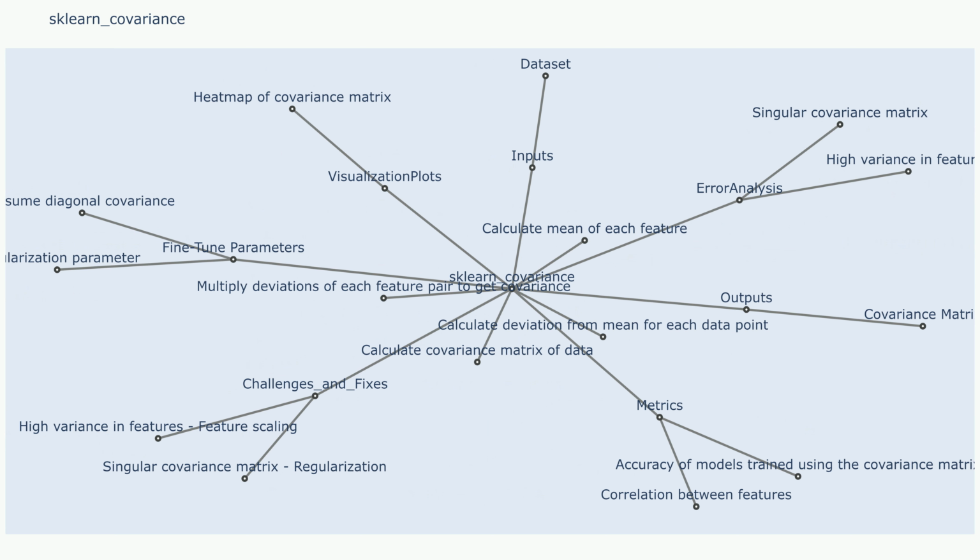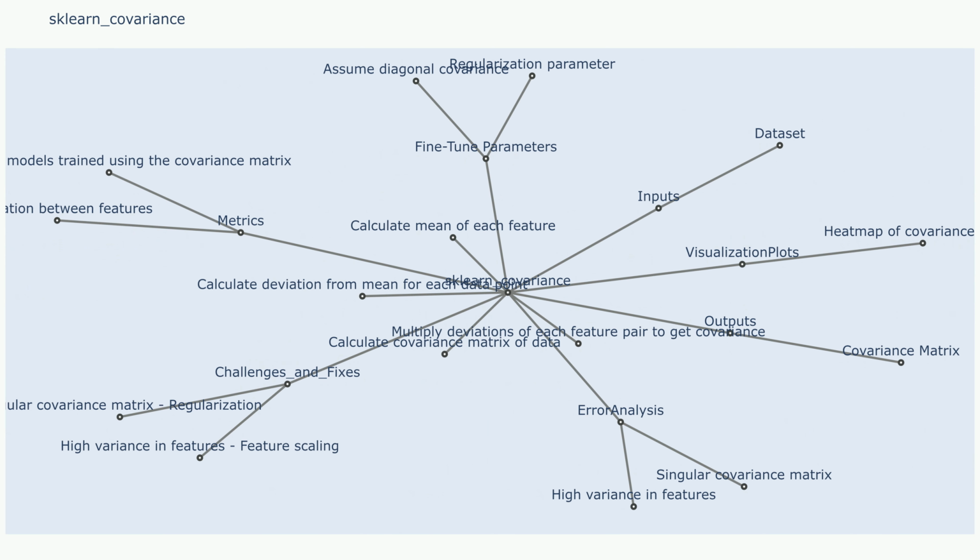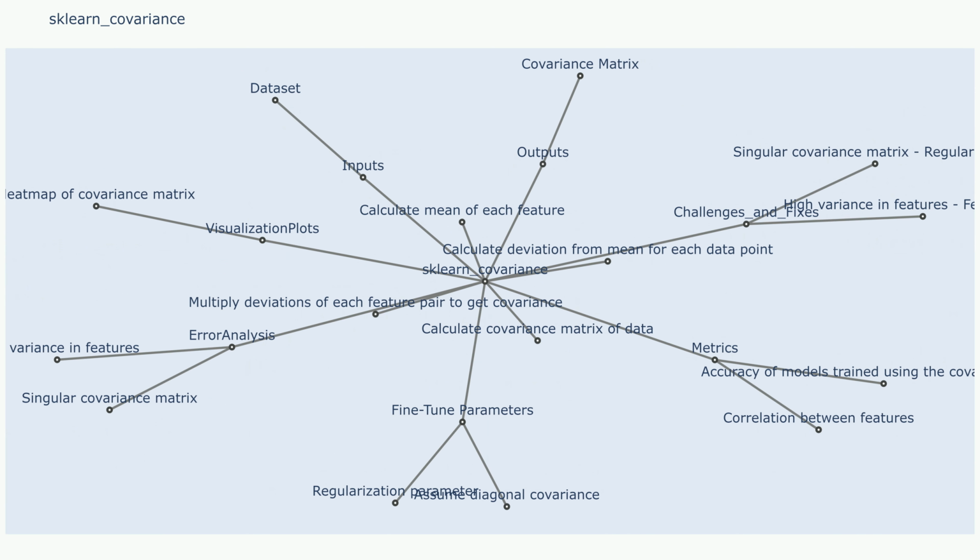features and target variables. Inputs: X, a NumPy array or pandas DataFrame representing the dataset. Each row corresponds to a data point, and each column represents a feature. Outputs: cov, a NumPy array representing the covariance matrix. The element at (i, j) represents the covariance between the ith and jth features.